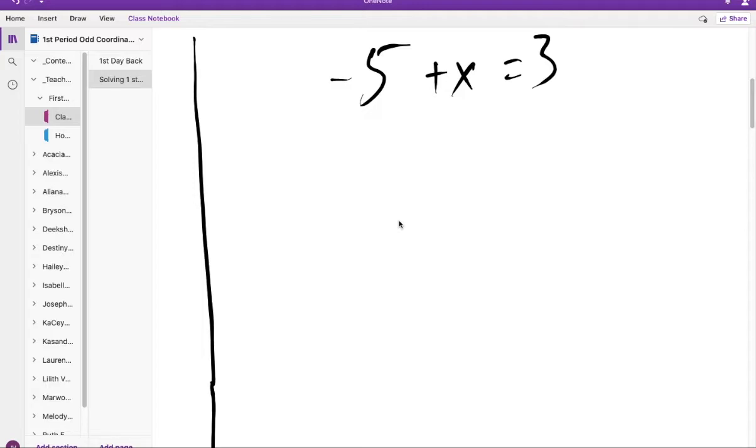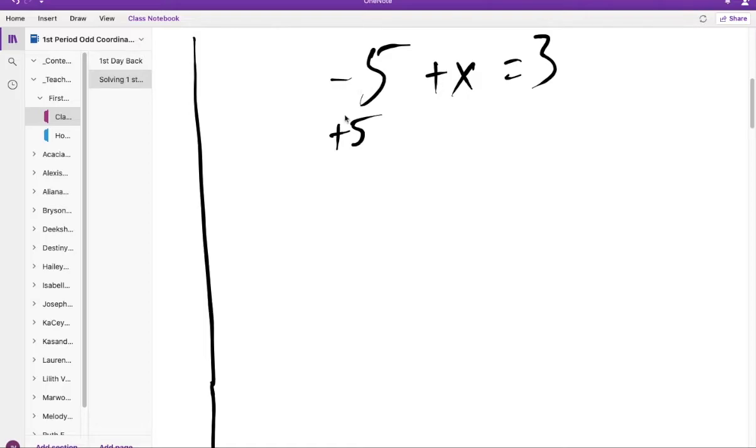But so that means we would have to subtract a negative 5. So subtracting a negative 5 is really just adding 5 to both sides. So really all I'm having to do is just change the sign of whatever number I want to get rid of.